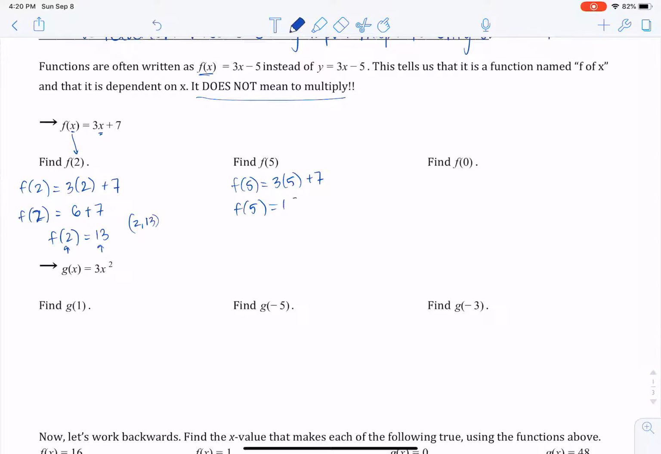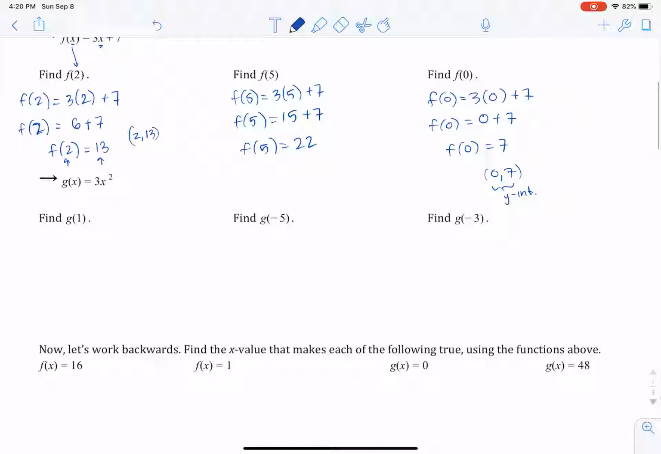So moving along, f of 5 is 3 times 5 plus 7. F of 5 is 15 plus 7, and here f of 5 is 22. F of 0 is going to be 3 times 0 plus 7. F of 0 is 0 plus 7, so f of 0 is equal to 7. Again, meaning that (0, 7) is a point on my graph. I also know that this happens to be my y-intercept.